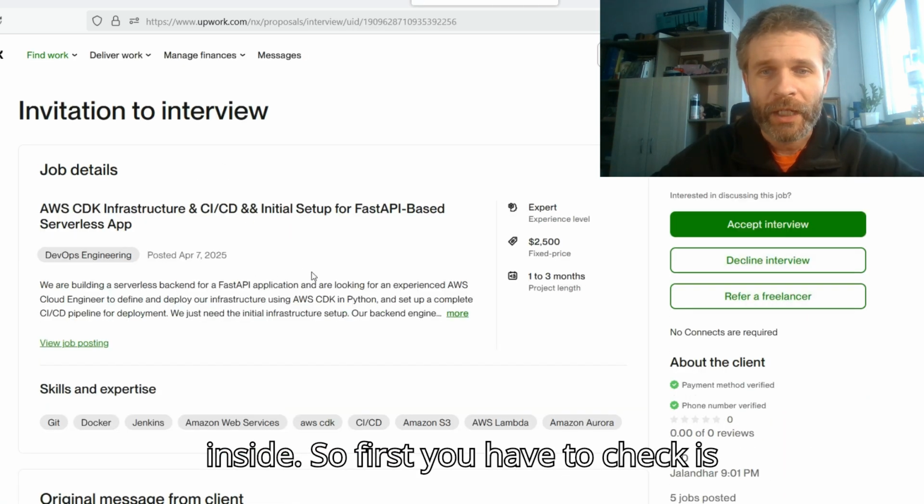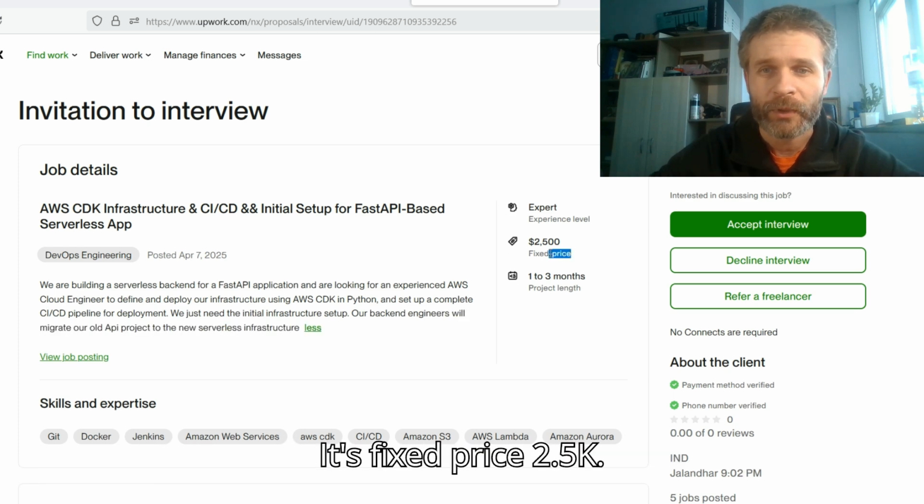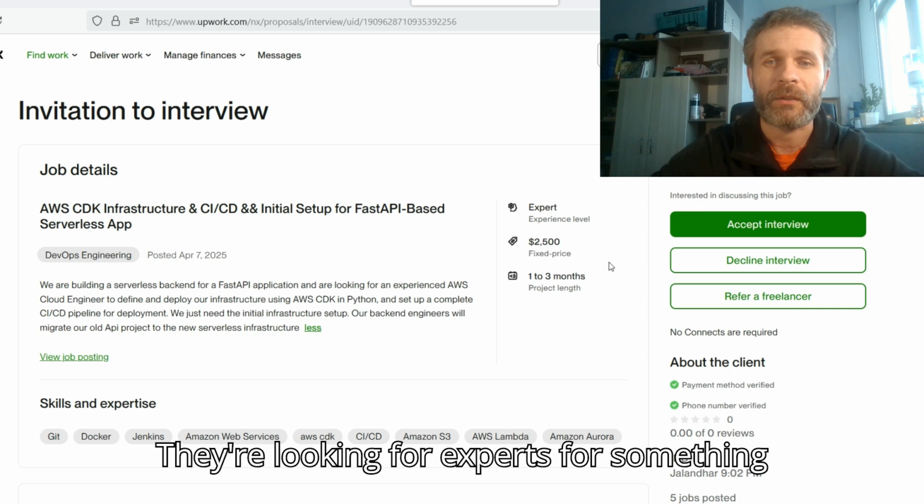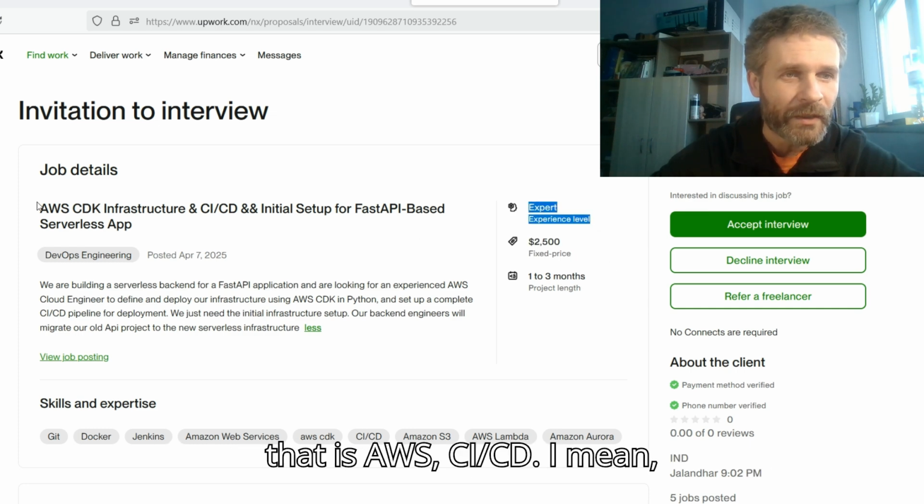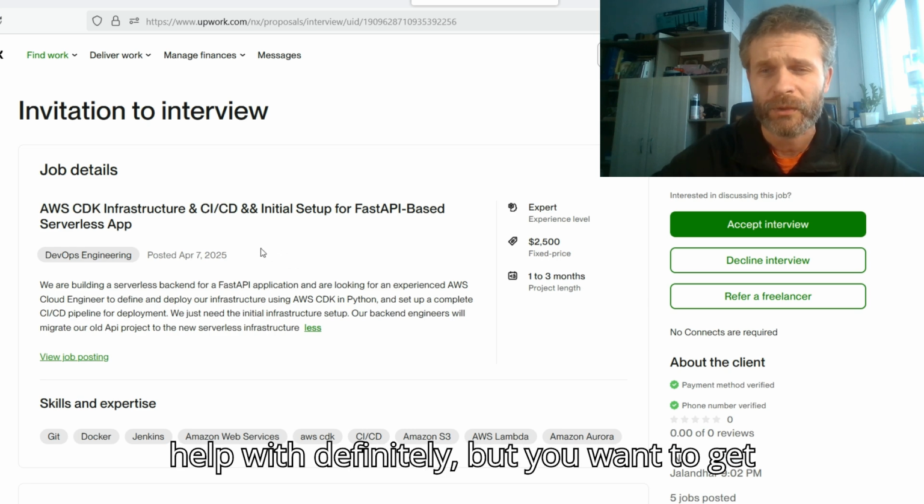So first you have to check what is this? What's the type of project? It's fixed price 2.5K. They're looking for experts for something that is AWS, CI/CD. I mean, that's basically something that we can help with definitely, but you want to get some more clues.